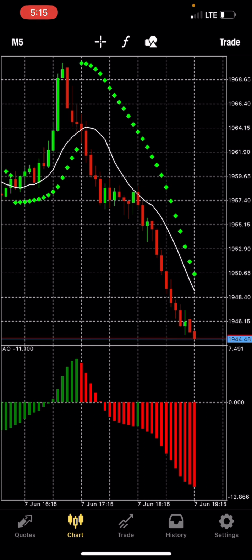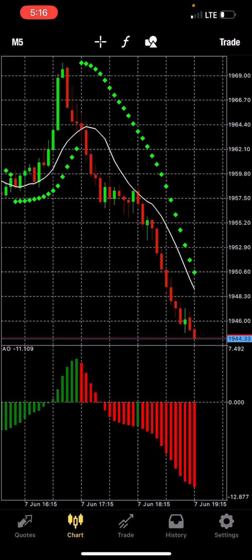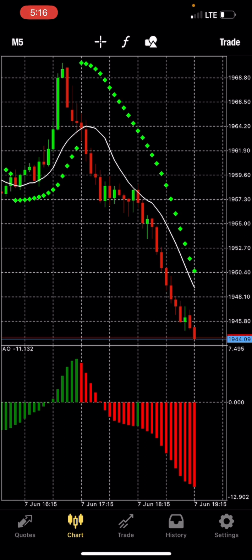We can see we have our main chart, and we have another indicator below, which is the awesome oscillator. So basically, before we take the trade, we look at the main chart and we look at the indicator window. First, we look at the indicator window. A bearish signal signifies when the awesome oscillator is below zero.